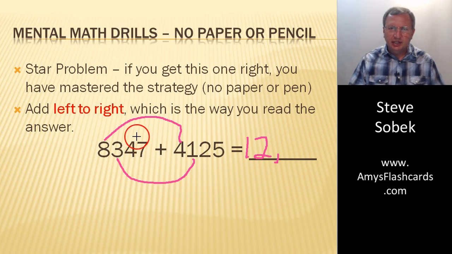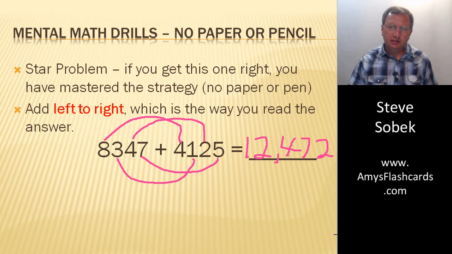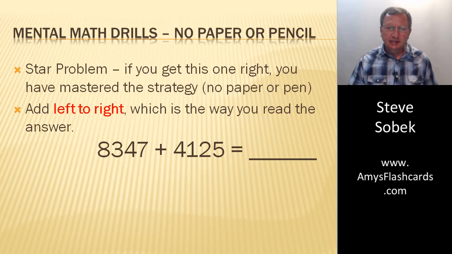Don't say it until I glance at the next column and I see it's not going to exceed 9. So I'm ready to go ahead and say 400. And I think 60, but I don't say it yet until I glance at the next column and I see 5 and 7 is going to exceed 9. So instead of saying 60, I say 70. And 7 plus 5 is 12, so that's going to end with a 2. 12,472.